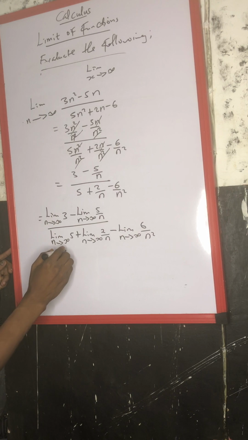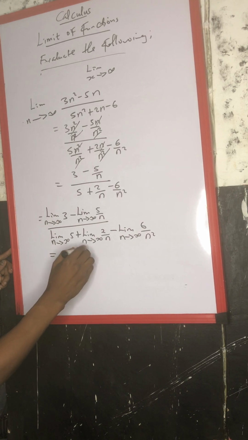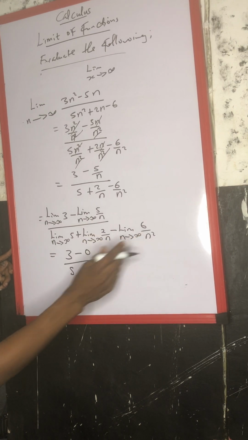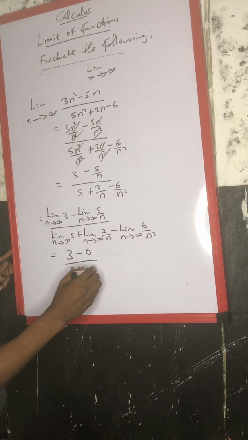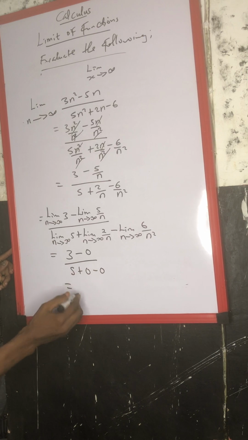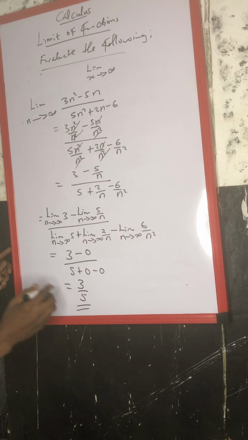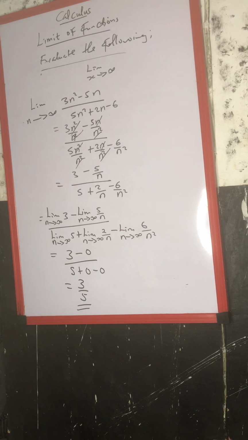So this one is sitting as 3, then minus 0, all over 5, you can see it's having a variable, then plus 0 minus 0. So your final answer is going to give you 3 over 5. So that's it. Let's move to the next one.